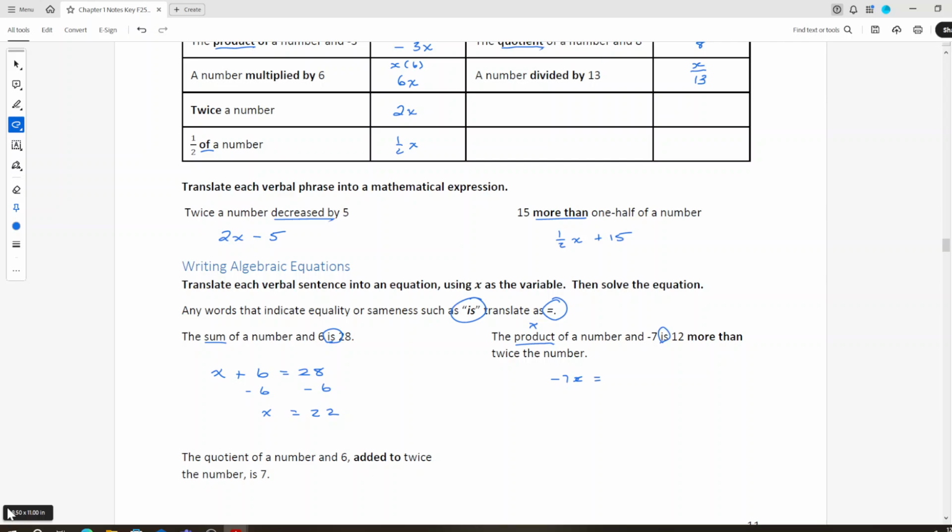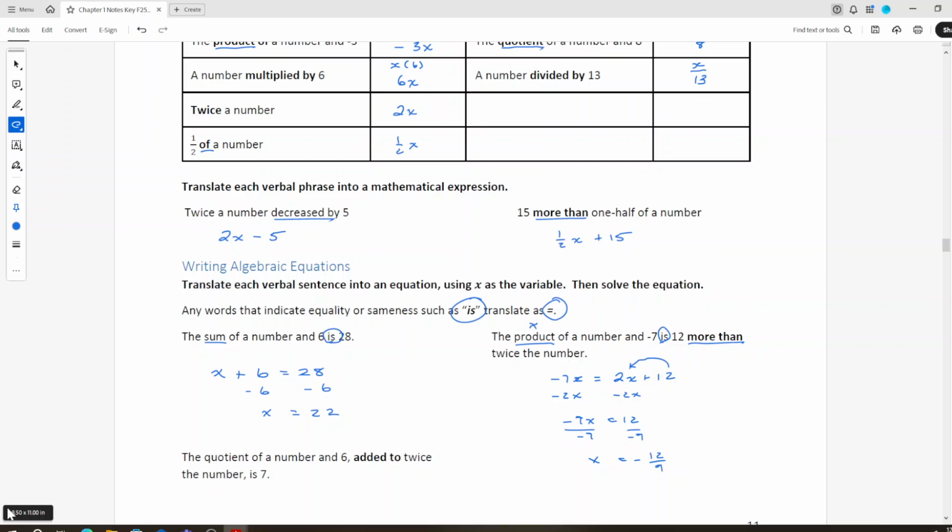is 12 more than twice the number. Twice the number plus 12. 12 more than twice the number, right, is the product of a number and -7. Now, if I wanted to solve this one, I'm just going to subtract 2x from each side. I end up with -9x is equal to 12. Oh, this isn't a very nice one. Then I'm going to divide both sides by -9.